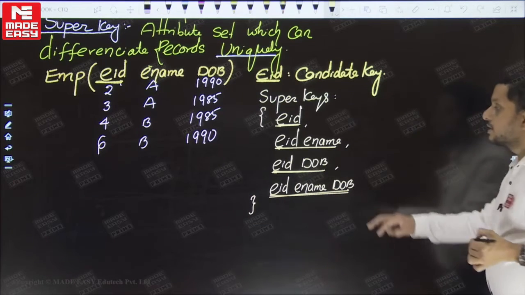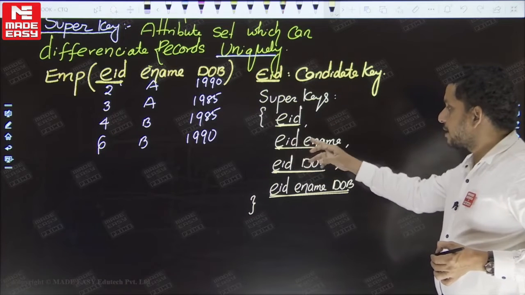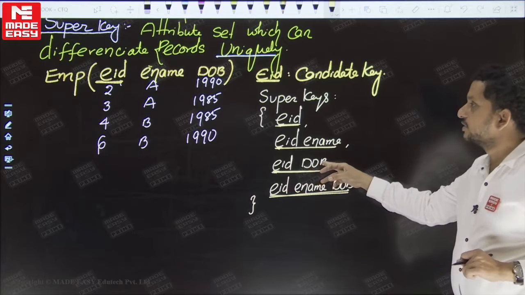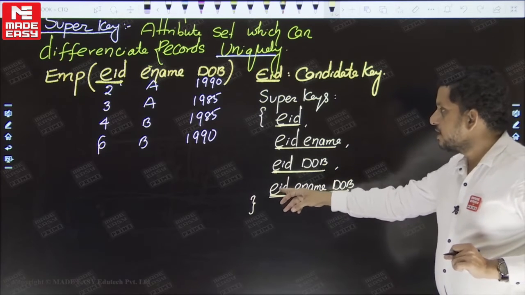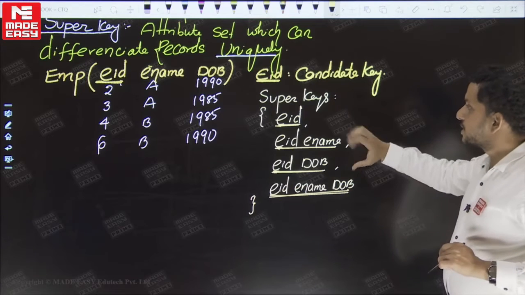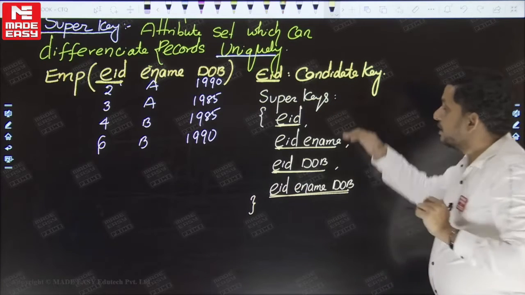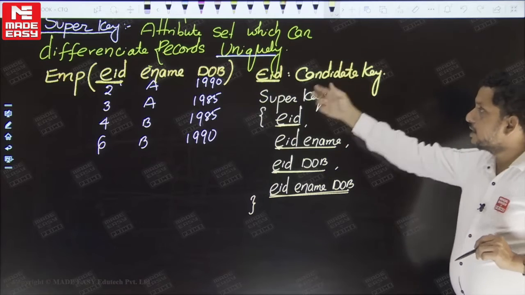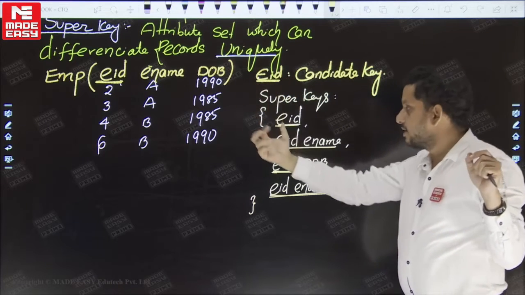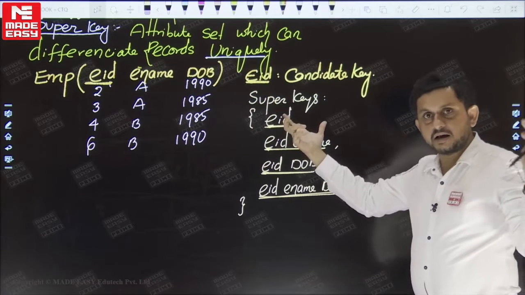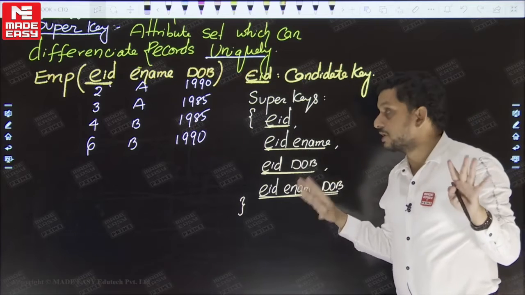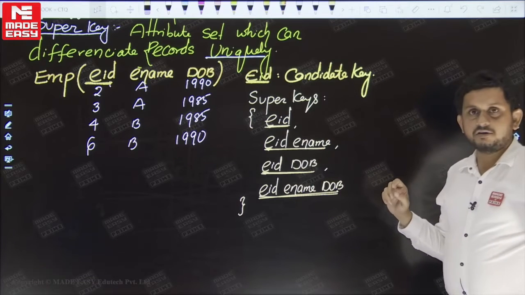So like this, EID can differentiate the records. EID combined with ename can differentiate the records uniquely. EID combined with date of birth can differentiate the records uniquely. EID, ename, date of birth also can differentiate the records uniquely. So these are the super keys. The difference between candidate key and super key: a candidate key is the minimal attributes which differentiate the records uniquely, whereas a super key may or may not be minimal, but it should differentiate all the records of the relation uniquely. Okay, so got it?